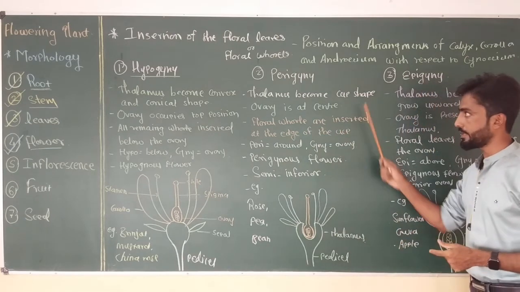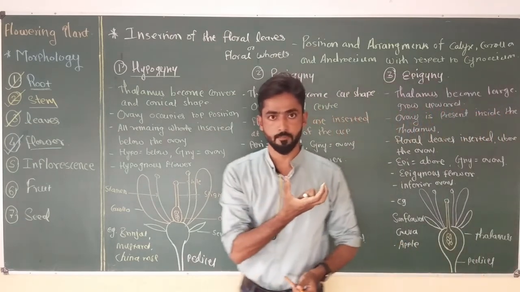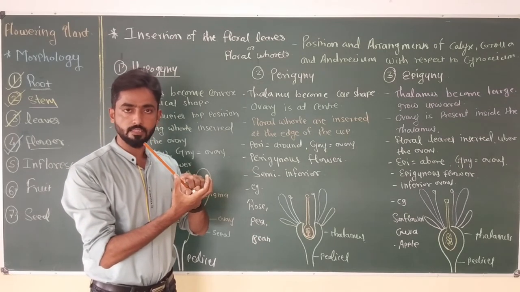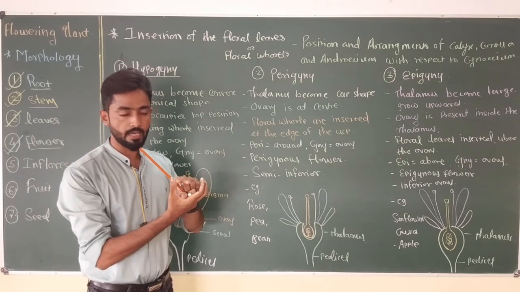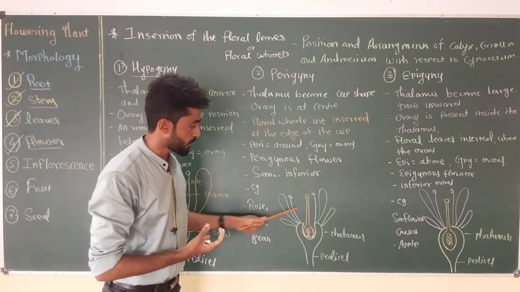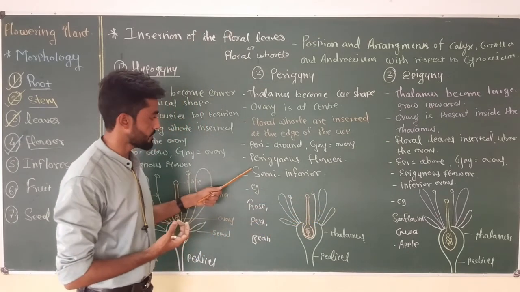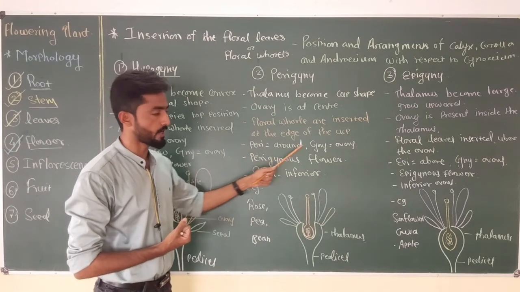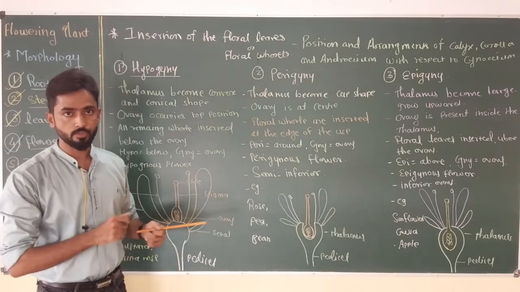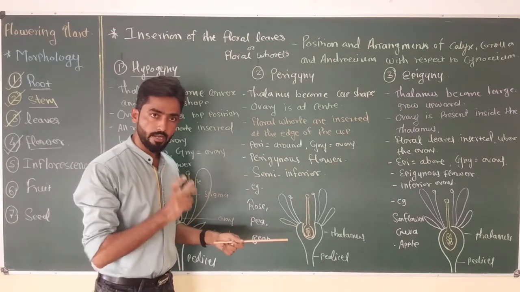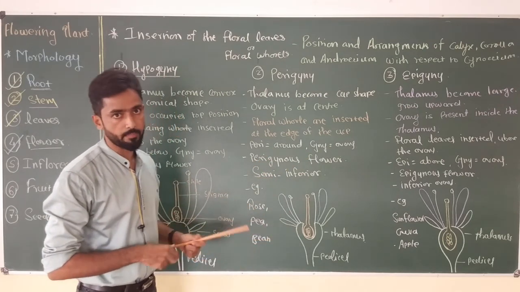Now in case of perigyny, thalamus become cup shaped and the ovary is situated inside the thalamus, sometimes get fused with the thalamus, and all other floral leaves get inserted around the ovary. So it is called as perigynous. Peri means around, gyne means ovary. The flower which show this type of insertion is called perigynous flower, and example is rose, pea and bean.